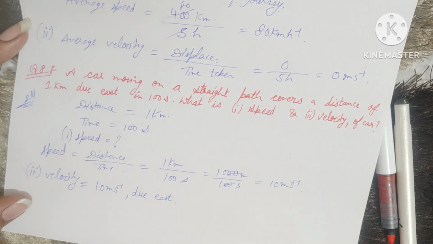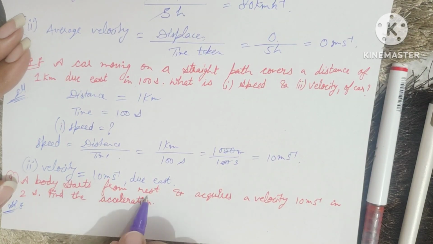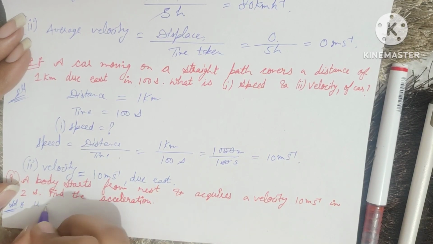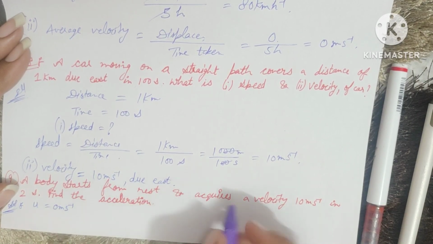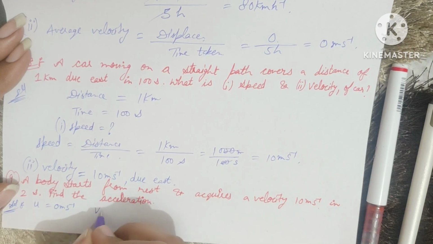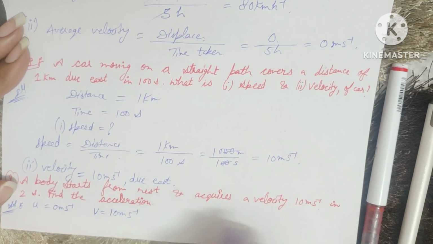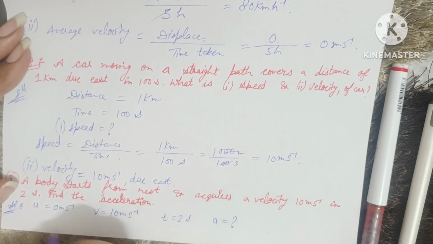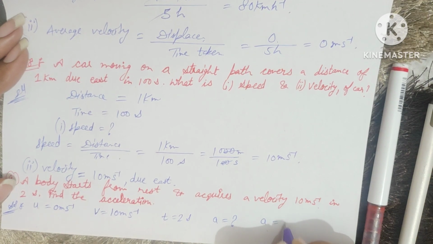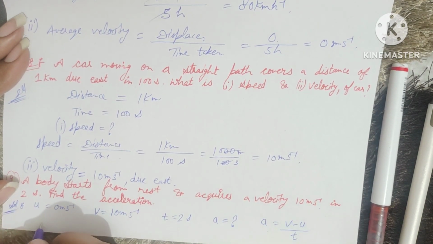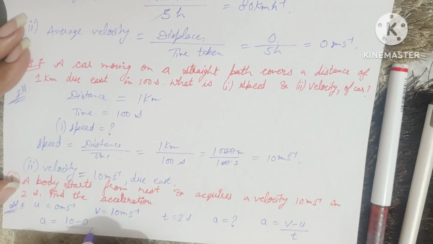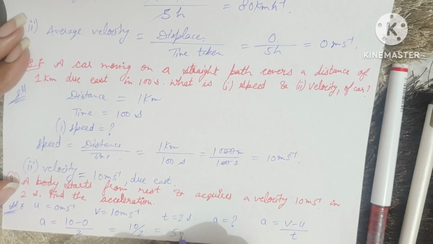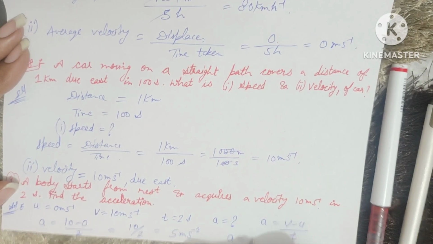numerical number 9. Question number 9 is, a body starts from rest. Starts from rest means initial velocity is 0 meter per second, and acquires a velocity, means final velocity, of 10 meter per second in 2 seconds. Time is also given. We have to find the acceleration. What is the formula for acceleration? A is equal to (V minus U) by T. So A is equal to (V minus U) divided by T. It is 10 by 2, which is equal to 5 meter per second square. So A is equal to 5 meter per second square.